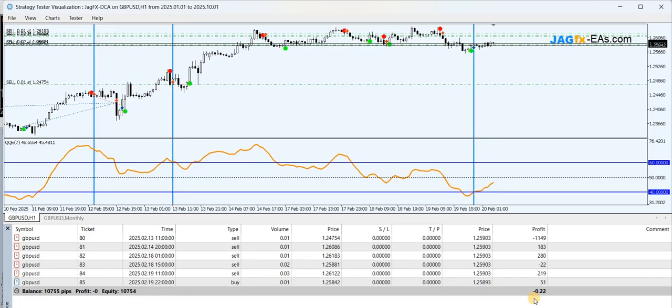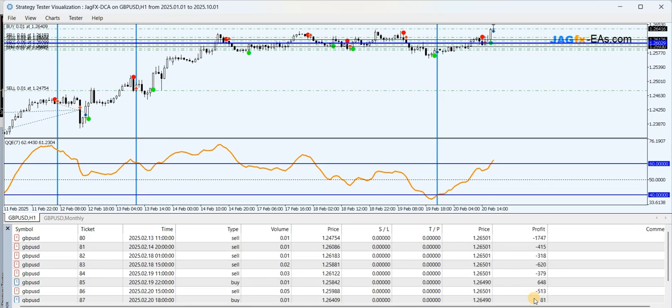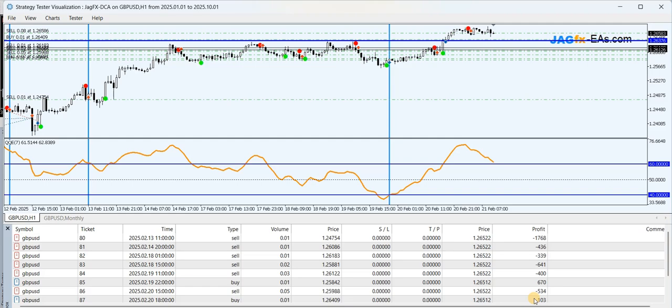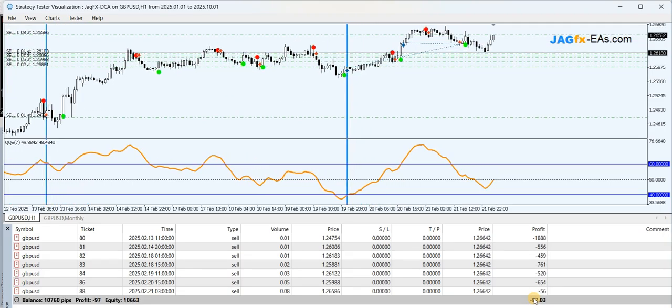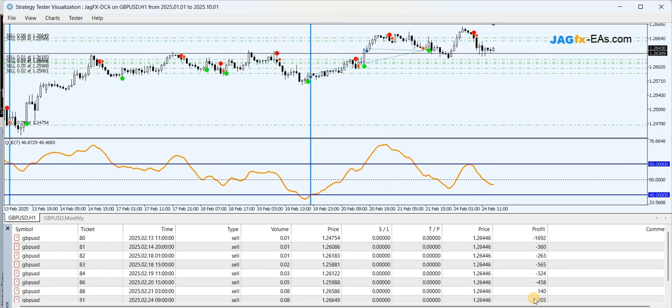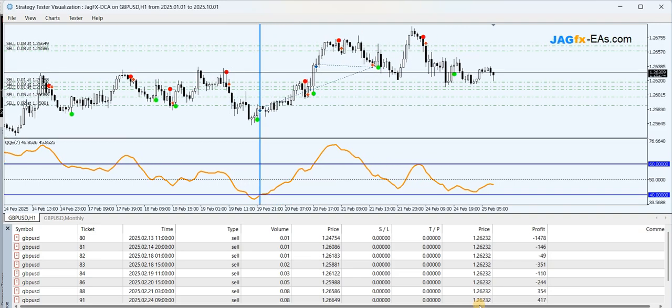This is a 1 hour chart. Not much thought went into the settings. I just found something that works. There's a buy. Yeah, we've stopped out. Now we're still in sell mode. You can look down. We've got a few sell trades on.